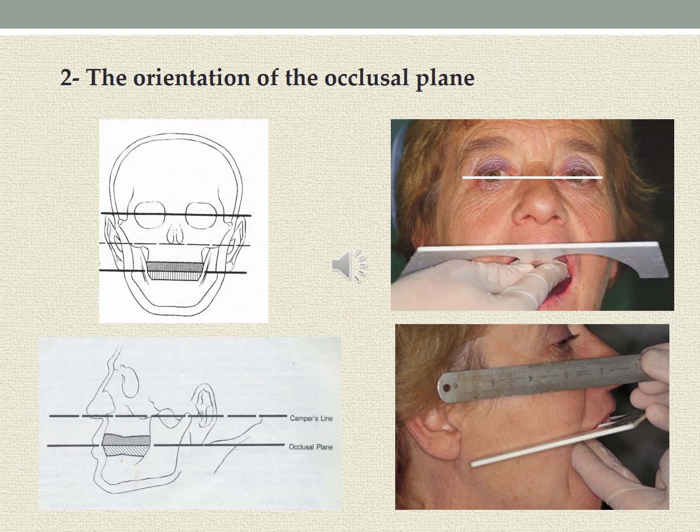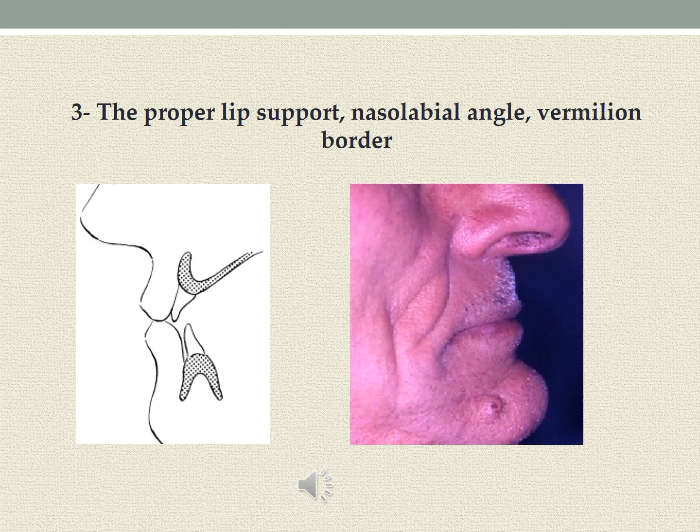Also, we need to know the orientation of the occlusal plane during the jaw relation step. Here you can see the Fox plane. The orientation of the anterior occlusal plane must be parallel to the interpupillary line, and the orientation of the posterior occlusal plane must be parallel to the Camper's line or to the ala-tragus line. The knowledge of normal anatomical landmarks will help us to provide proper lip support, to know the normal nasolabial angle, to know the vermilion borders, where they should be located, how they are supported.